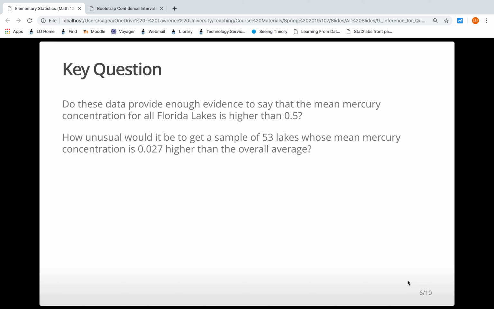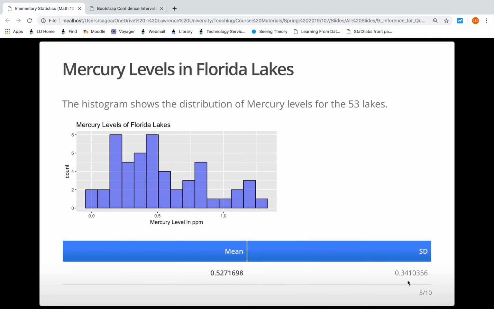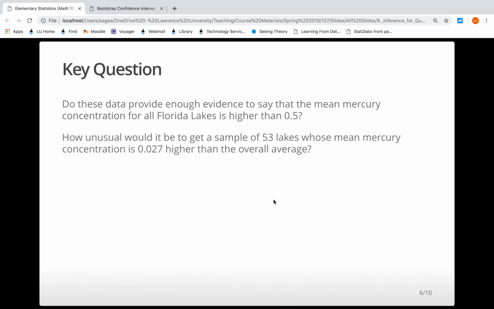We want to know whether these data provide evidence that the mean mercury concentration for all Florida lakes is higher than 0.5. We know that it is for our sample of 53 lakes, but maybe it just came out a little bit higher by random chance. The question we need to investigate is how unusual would it have been to get a sample of 53 lakes with a mean mercury concentration of 0.027 higher than the overall average for all lakes.